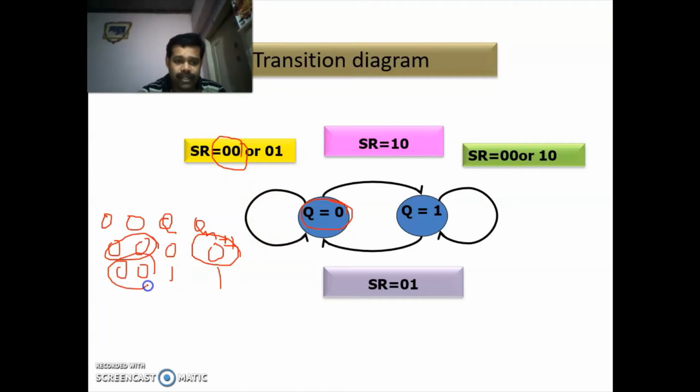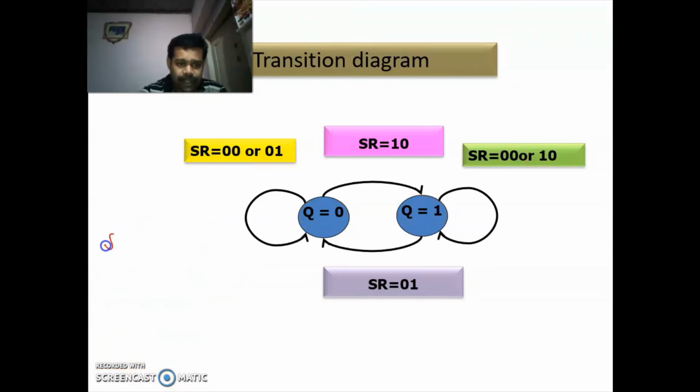Similarly, when S is equal to 0 and R is equal to 0 and you are in state 1, the next state is also 1. So it will be present here also, here only. Okay.